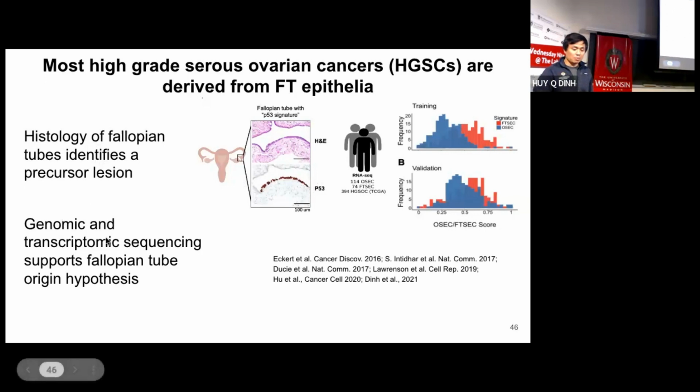And there are a number of genomic and transcriptome sequencing datasets that support this hypothesis, including our data, where we analyzed using machine learning to predict the signatures of the fallopian tube and ovary, the FT6 and OV6 here, with the TCGA data. So we generated single cell RNA-seq and bulk RNA-seq for ovary epithelia and fallopian tube epithelia and used that signature to predict in TCGA data. And you can see the fallopian tube has more signature in the training set as well as the validation set.